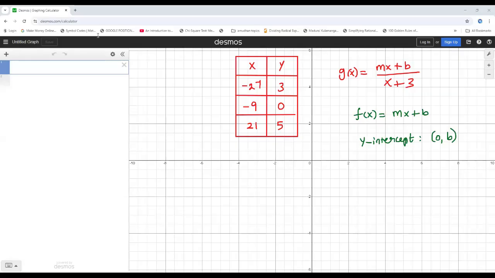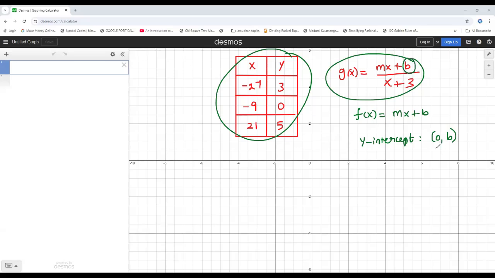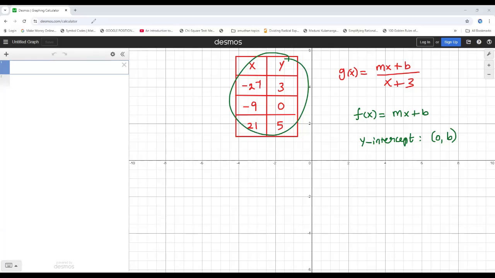Here we have the Desmos graphing calculator, and this is the table of values I have to give as input, and I have to get the function g of x in this format. Once I get it, I can get the value of b, and then I can find the y-intercept 0 comma b for the linear function f of x. Now let me give this table of values as input.